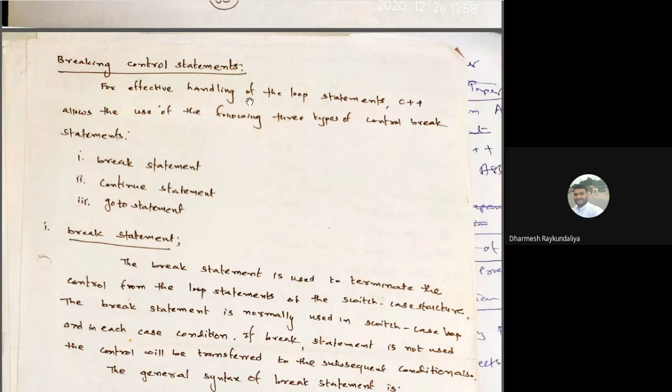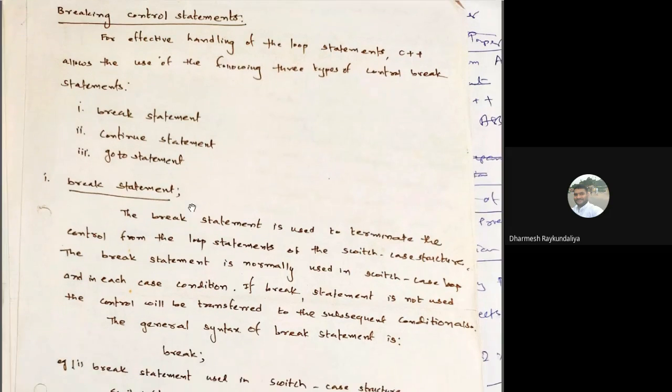जैसे अगर हमने break नहीं दिया था तो what happens? It will execute all the statements following the specific constant match. But to control this, we have used the break statement. So that means to go for the effective handling of a loop statement, these breaking control statements are necessary.